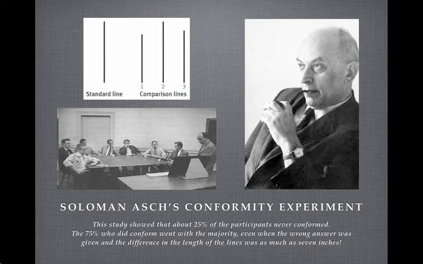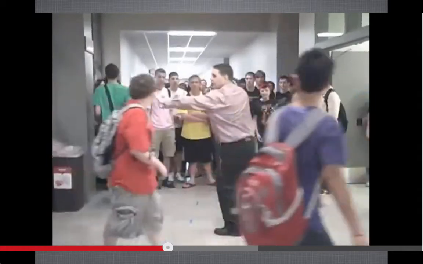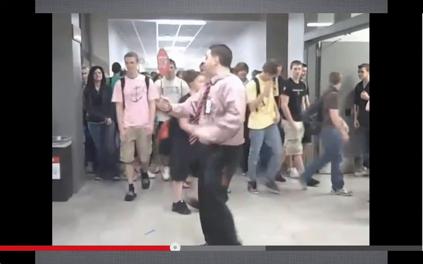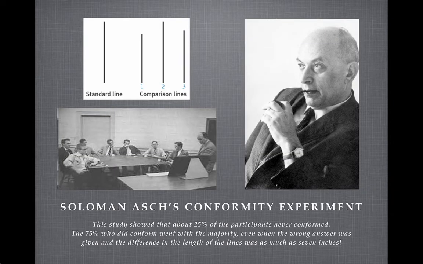In the 1950s, a group of male students at Swarthmore College in Pennsylvania were told they were participating in a study of visual perception. The subjects were seated in a row and shown two cards, one with a single black line and the other with three lines of varying lengths, one of which was the same length as the line on the other card. All but one of the participants was told to answer correctly during the first two trials and incorrectly the third time.